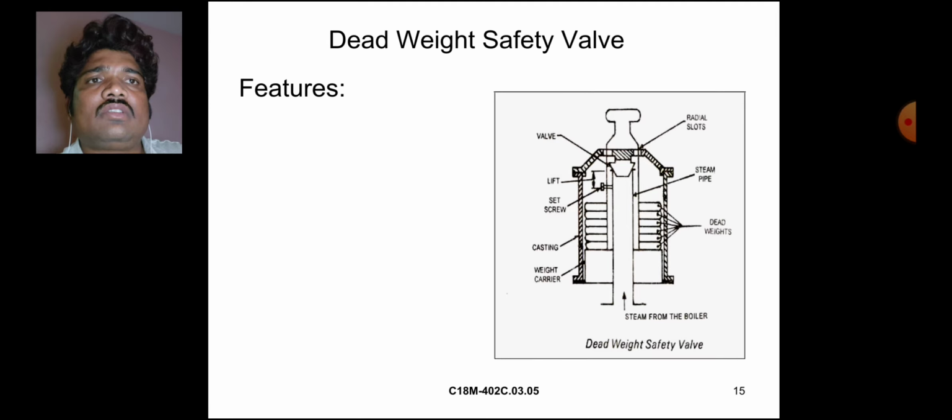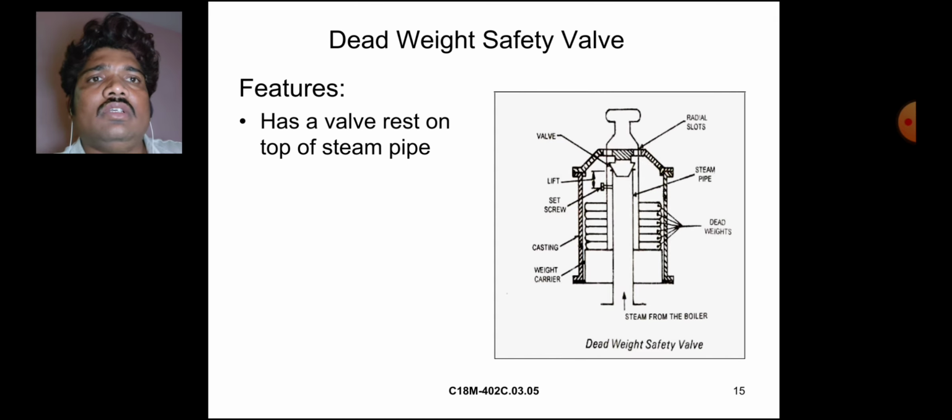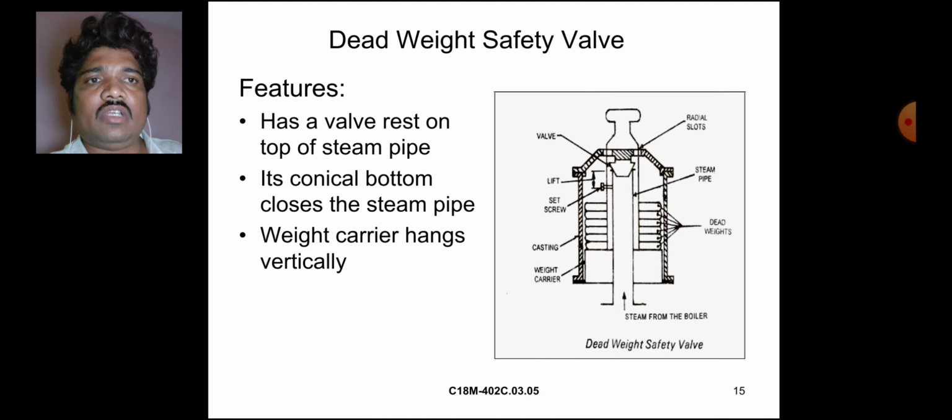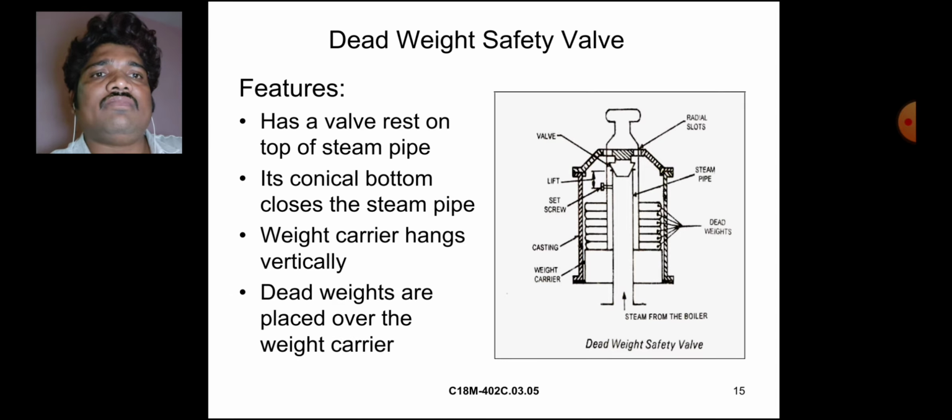First we discuss the dead weight safety valve features. The valve rests on top of the steam pipe. Its conical bottom closes the steam pipe. The weight carrier hangs vertically. Dead weights are placed over the weight carrier.